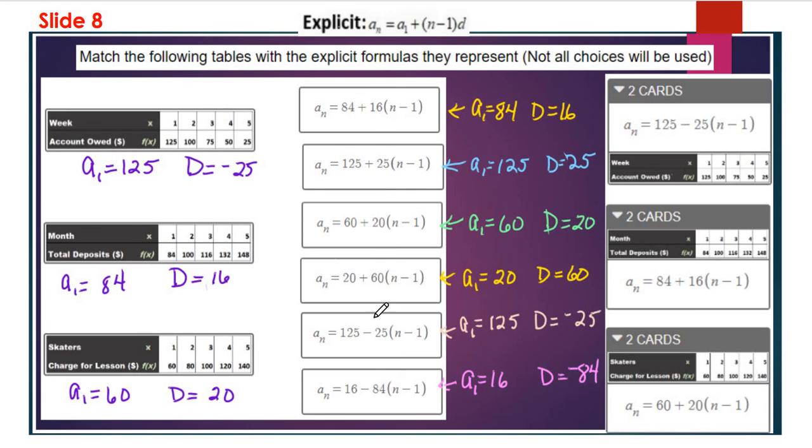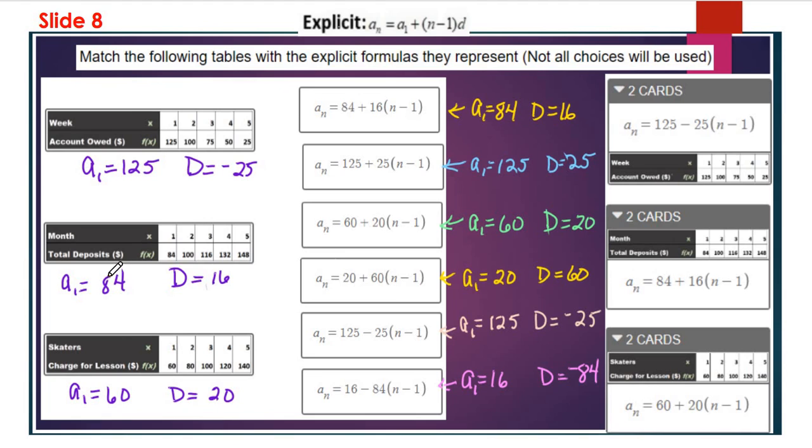Now look over here, and I'm going to match these up with this. My first term is 125, so I'm going to look down through here. Here's a possibility, and here's a possibility. Now, I'm looking at this right here. My common difference is a positive 25. My common difference right here is a negative 25, and this is what we want. So this one is the one that will match this, and I have already matched it up over here for you.